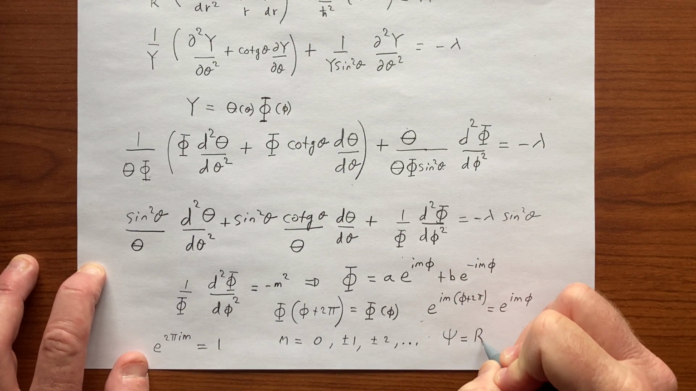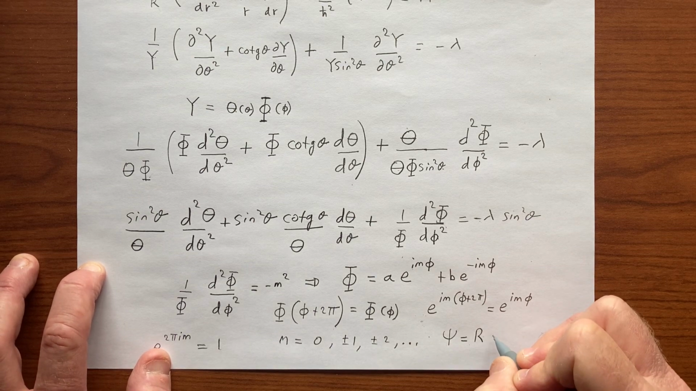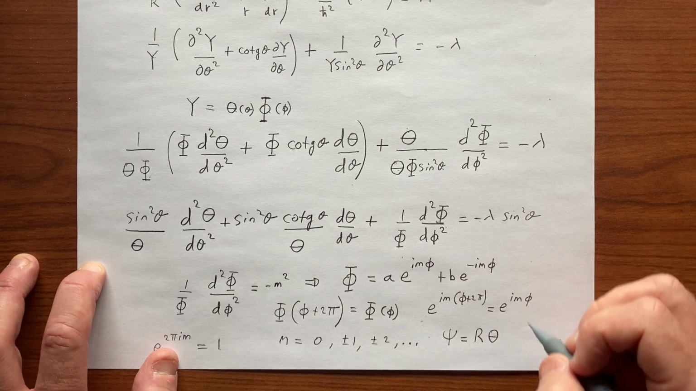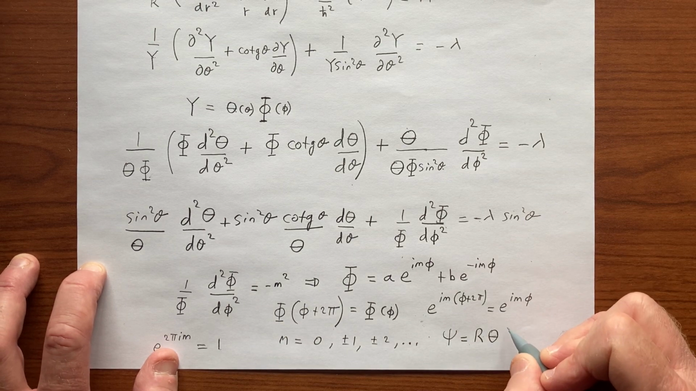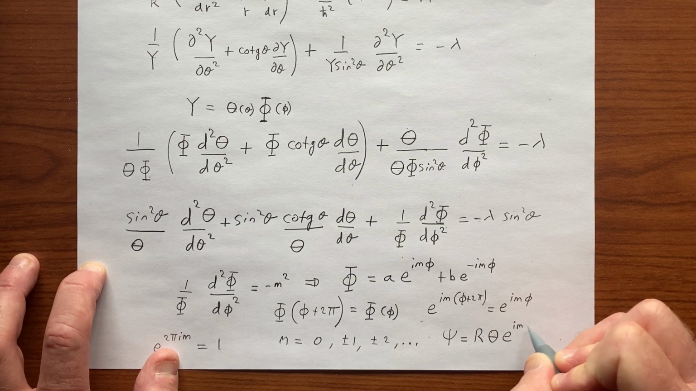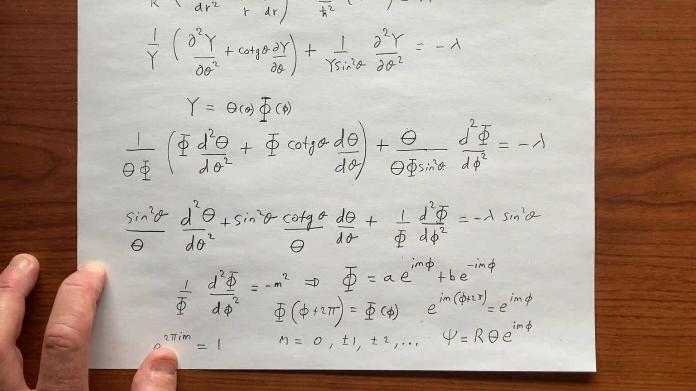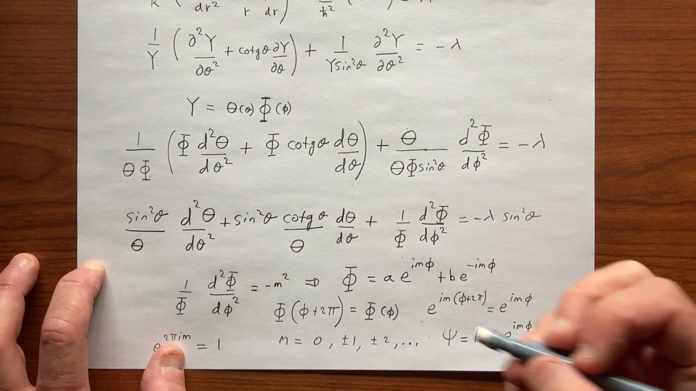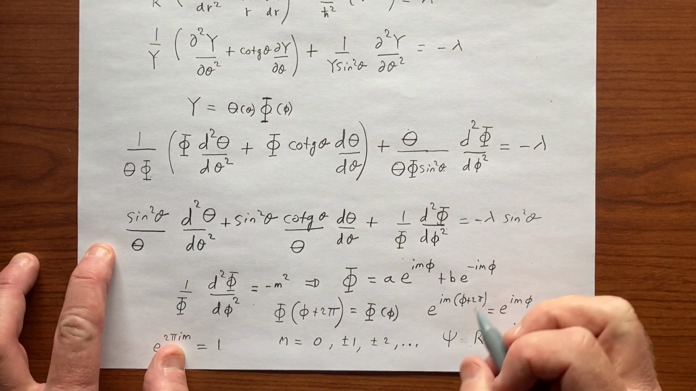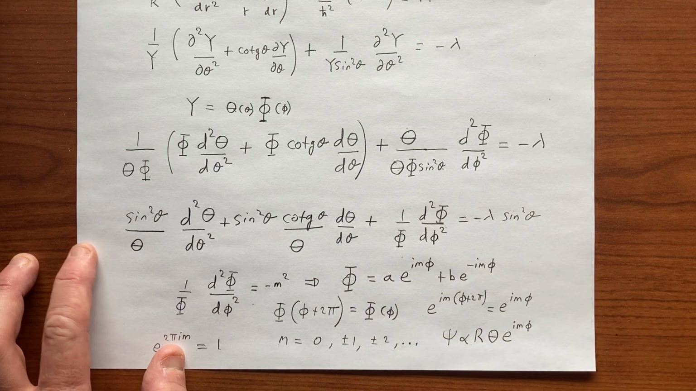And so the general solution has this radial part that's a function only of r, has this theta part. We don't know what these two are, but we've figured out what this phi part is, capital Phi, and it looks like this. So the solutions have that form. Well, I should say that psi is proportional to these functions.